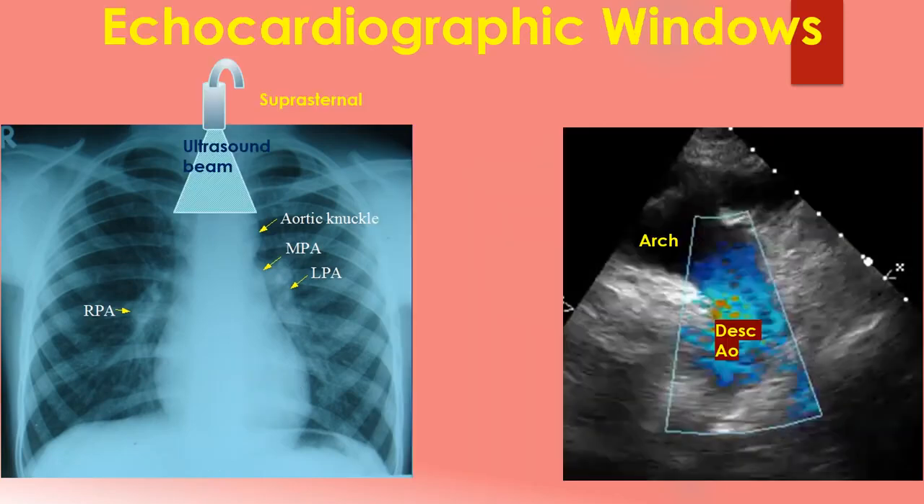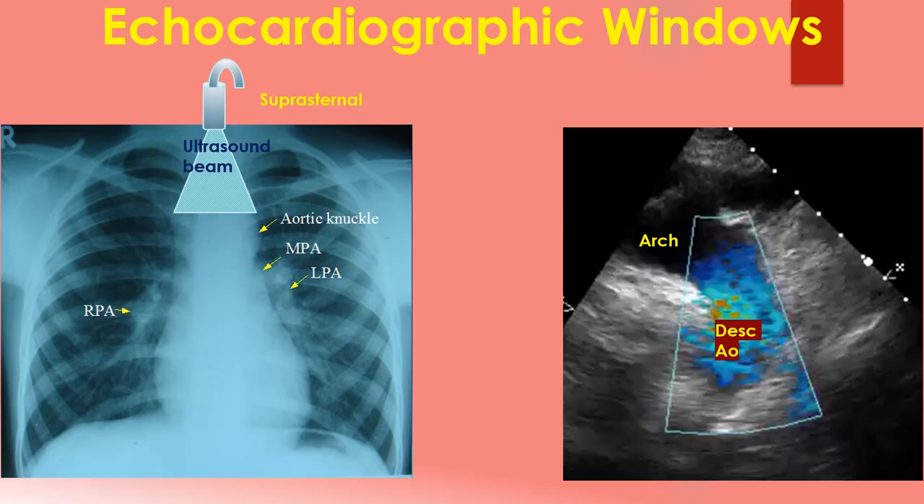Suprasternal view is useful in imaging arch of the aorta and nearby regions of ascending and descending aorta. Coarctation of aorta and patent ductus arteriosus can be imaged in this view. The image shows the blue colored descending aortic flow on color Doppler. Gradient of coarctation can be assessed in this view.